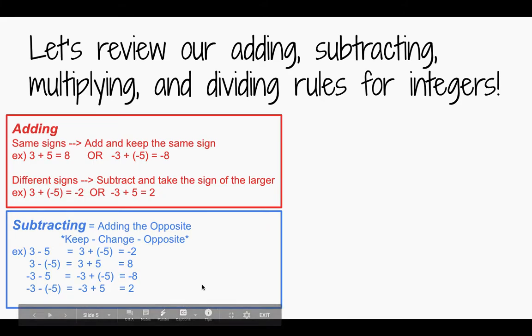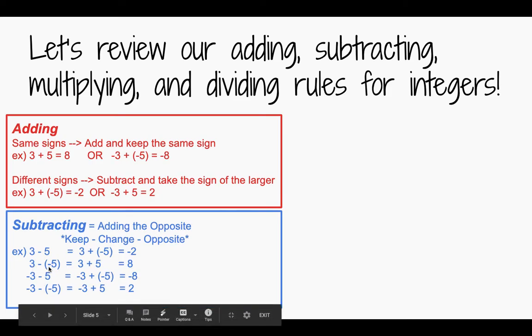When we're subtracting, it says adding the opposite. Keep, change, flip, or opposite. So here's our example: 3 minus 5. We keep the 3 positive, we change the minus sign to a plus sign, and we make the positive 5 negative 5. Then we solve it just like our rule of different signs. Different signs, we subtract and then take the sign of the larger number. So 5 minus 3 is 2. 5 is bigger than 3, and 5 is negative in this case, so it's going to be negative 2.